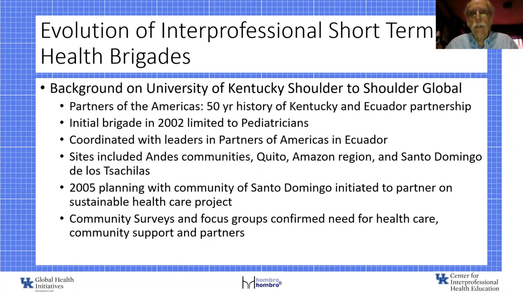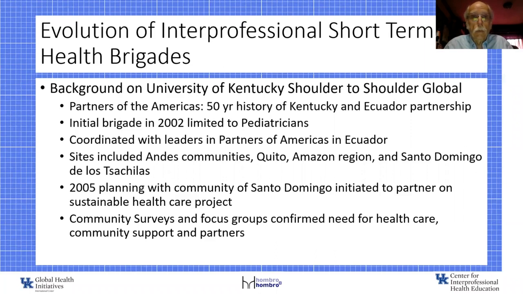Our initial interest in this evolved around involving the Partners of the Americas. And for those who don't know, Partners of the Americas was started over 50 years ago during the Kennedy administration, around the same time that the Peace Corps was started. What Partners of the Americas does is match states in the United States with countries in Central and South America. So Kentucky was matched with Ecuador. And our universities had a 50-year history of collaboration with that organization.